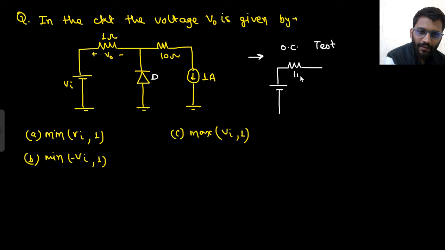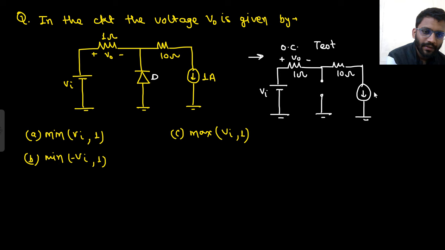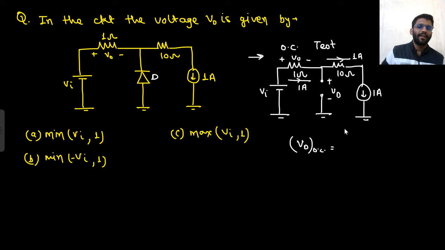This is 1 ohm, this is V0, this is Vin, this is the diode, which is open circuited. This is 10 ohm, this is 1 ampere, right? Now this 1 ampere current is flowing here, the same 1 ampere current is flowing here. Let's assume this potential is VD, the open circuit potential. What will be VD open circuit? Vin minus 1 volt, right? Since we are considering this open circuit, that means the 1 ampere current will be flowing here. So Vin minus 1 volt will be your VD.